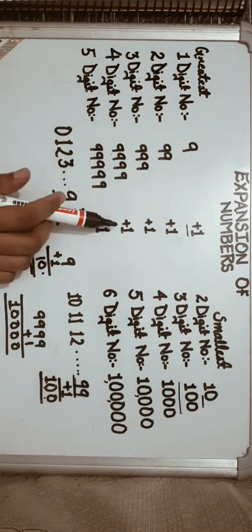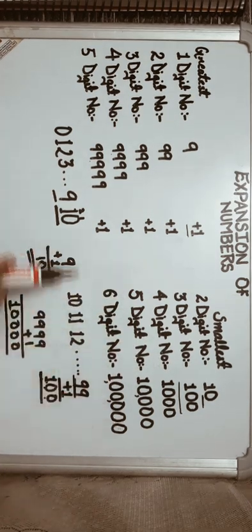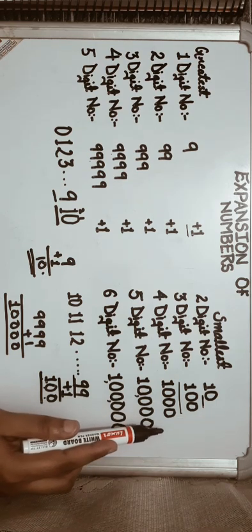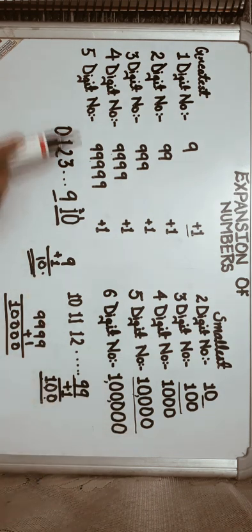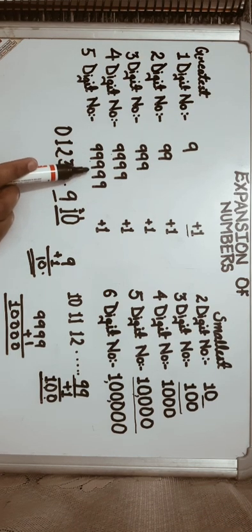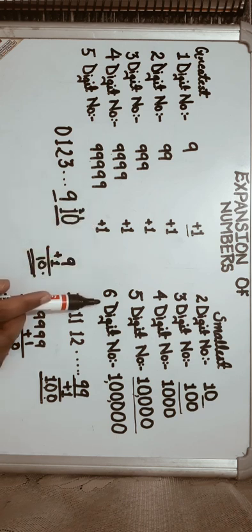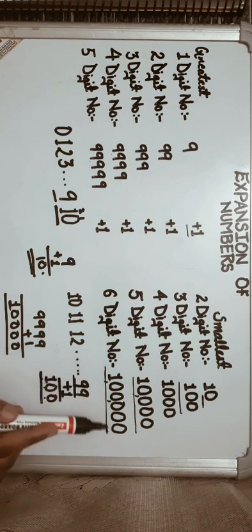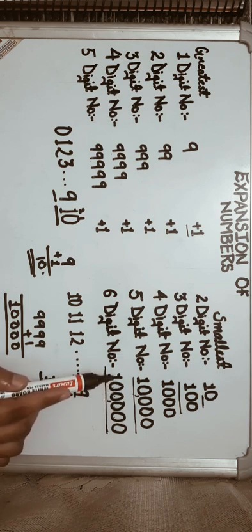Because we add 1 to the greatest 4 digit number, then we get the smallest 5 digit number, and this is read as 10,000. Now the greatest 5 digit number is 99,999, and if we add 1 to it, we get our smallest 6 digit number, that is 1 lakh. It is read as 1 lakh. Ones, tens, 100, 1000, 10,000, lakh.